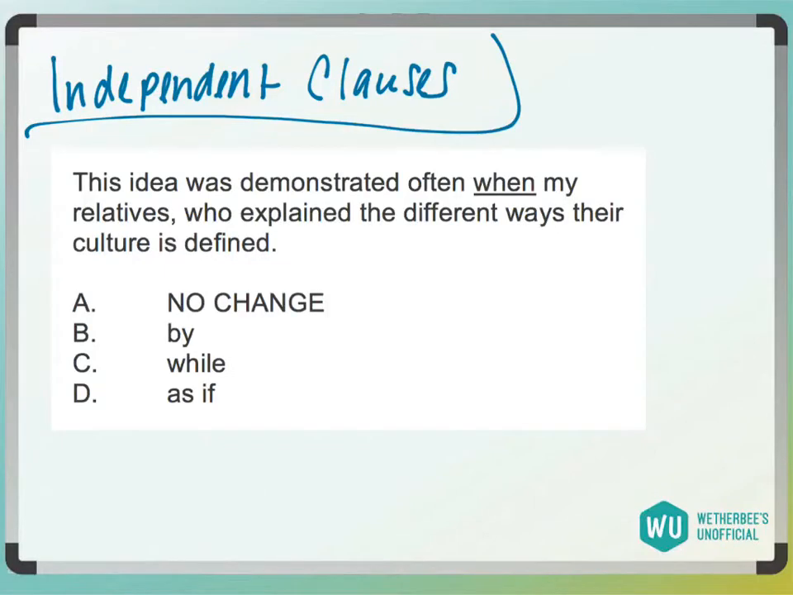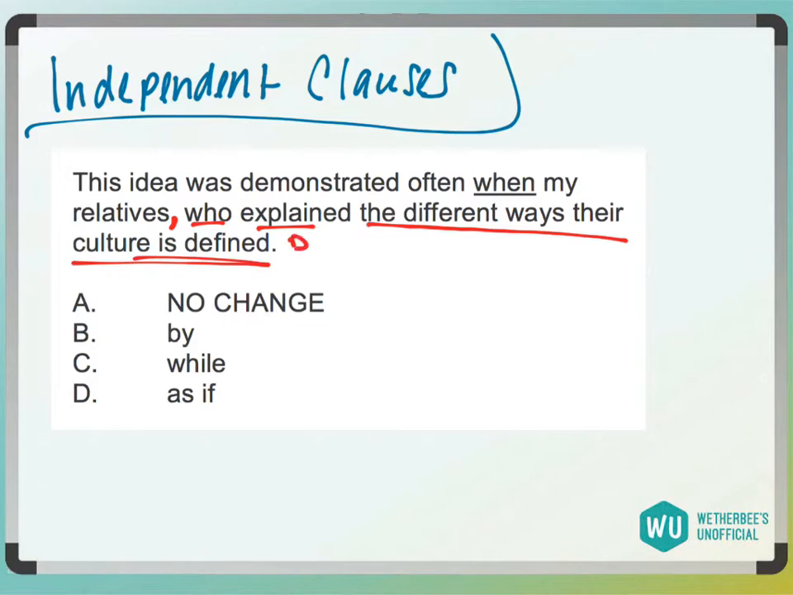All right, so this one actually looks like it's kind of a preposition thing, really, but actually this is testing independent clauses. And that's because we need some, so 3 of these answer choices would actually just, let's start here. So I have comma, who explain the different ways their culture is defined.